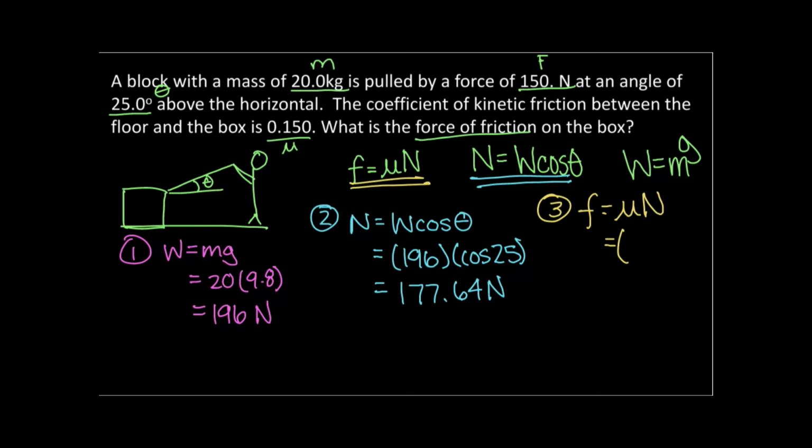So now we can take that 0.15 and multiply it by this 177. I'll just do 177. But when I actually typed it in my calculator, I used 177.64, and got 26.65. So if you just put 177 in your calculator, your answer might be a little bit off from mine, but it won't be too bad. And that would be in newtons. Don't forget your units. You don't want to lose points on the test just because you forgot units.